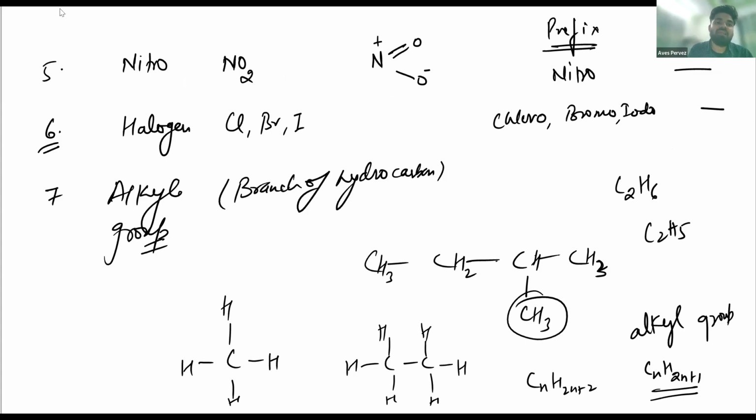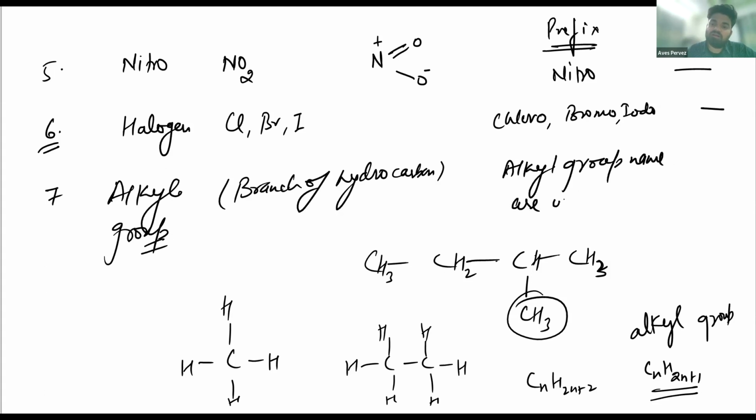They are branches, and their names are written according to their IUPAC name. For example, one carbon chain is known as methyl, the two carbon chain is known as ethyl, three carbon chain is known as propyl. So this is important. Have you noted this? The alkyl group names are written as prefix. Note it down, please.